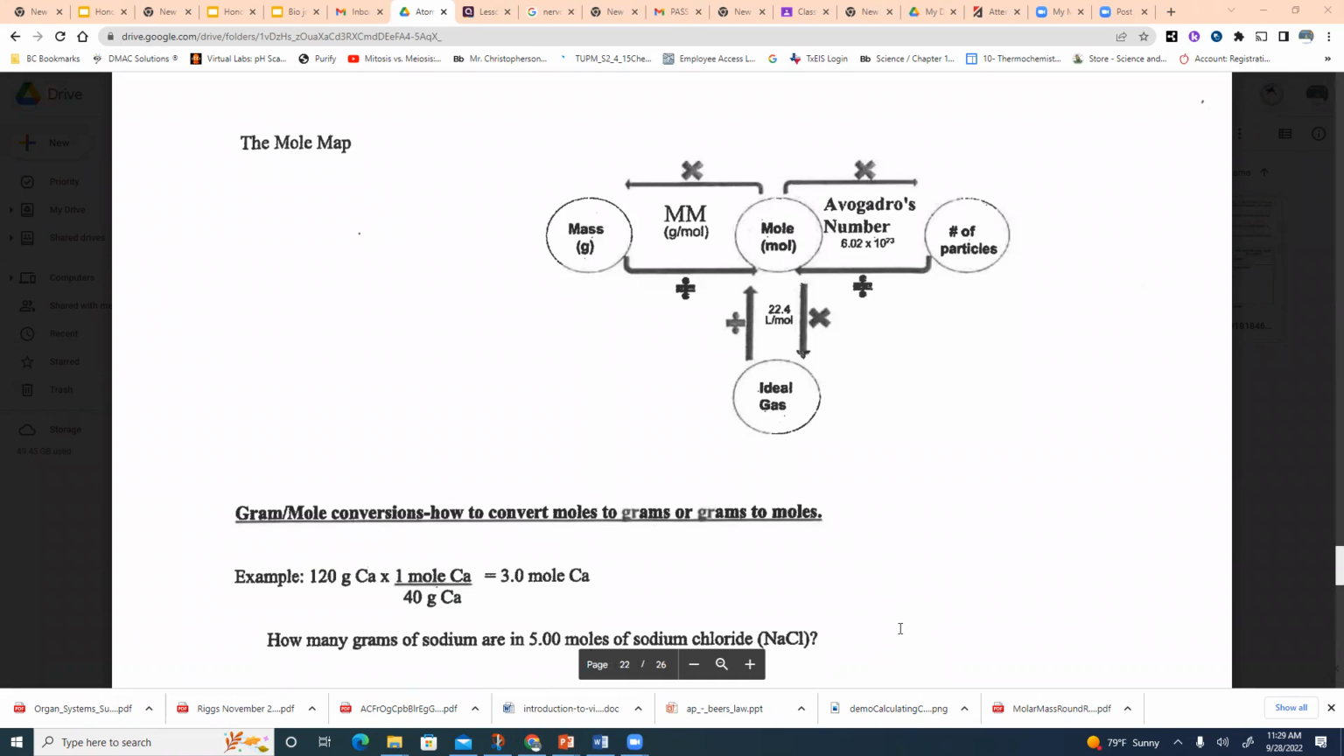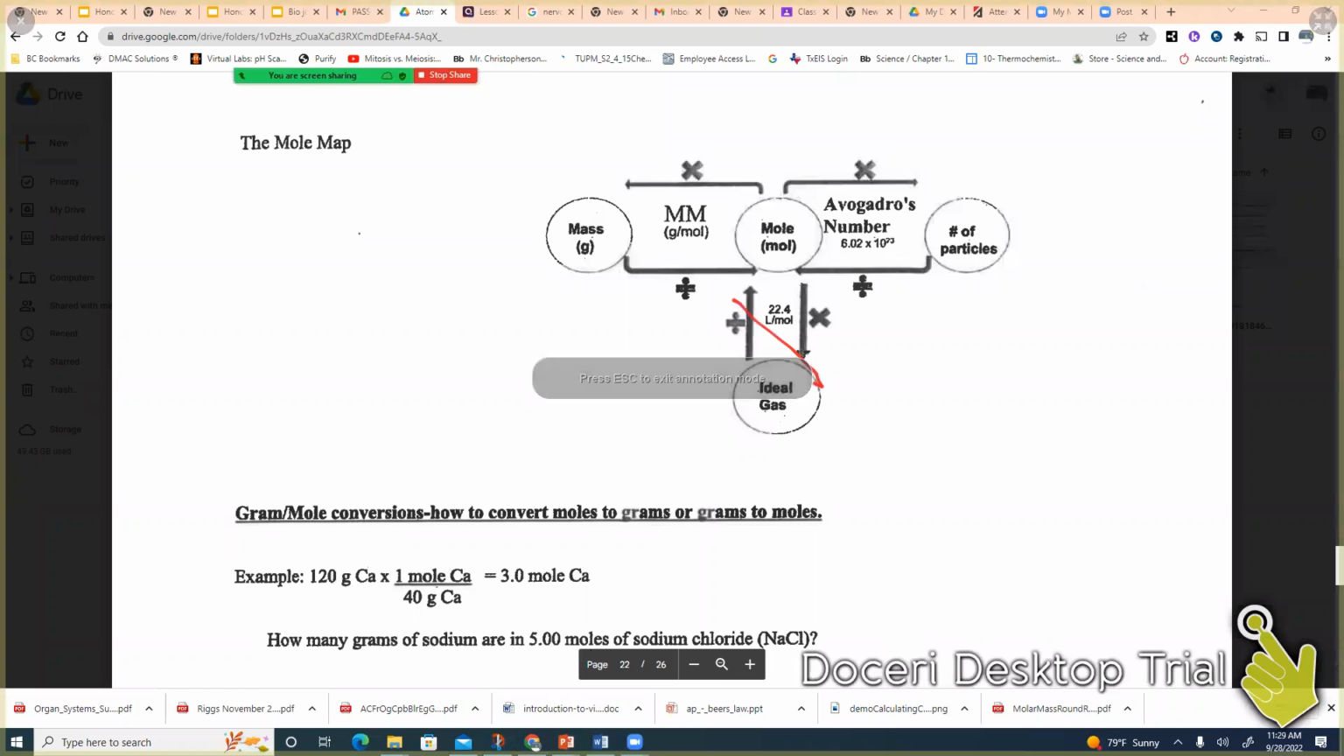I'm going to teach you this using dimensional analysis. This is called a mole map, and some students end up liking this. Don't worry about down here about the ideal gas law. That's a later unit. So if you look here, this has an arrow pointing this way, and this is a multiplication. The arrow's going this way with division, and same thing over here.